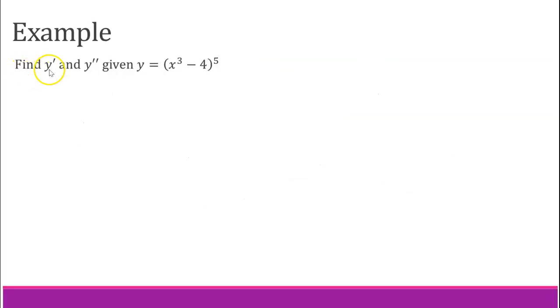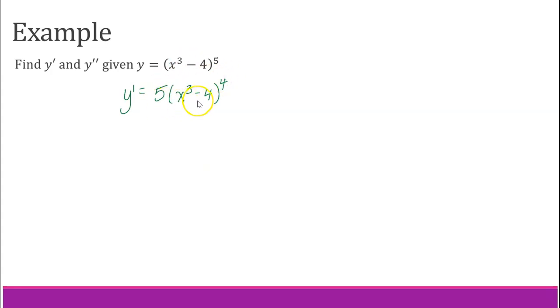In this example, I want to find y prime and y double prime given y equals the quantity x cubed minus 4 all raised to the 5th power. We'll start with the first derivative, y prime. That's going to require a very straightforward chain rule. So the derivative of the outside function here is going to be the power rule. We're going to bring the 5 to the front, leave the inside the same, x cubed minus 4, and reduce that exponent by 1. So that's that power rule.